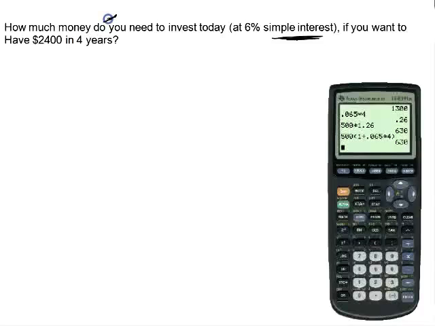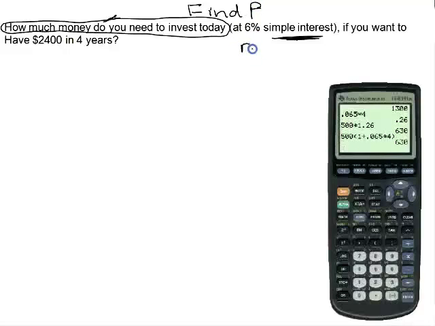If we're talking about finding what we're trying to invest today, we're trying to find P. We know our annual interest rate is 0.06. We know our time is 4 years. And we want to have $2,400 at the end of 4 years. What we're going to have at the end of 4 years, that's our future value. This right here is A. So we know A, we know T, we know R, we're trying to find P.